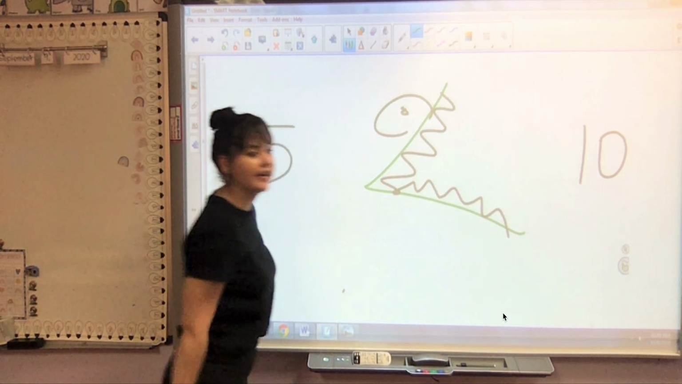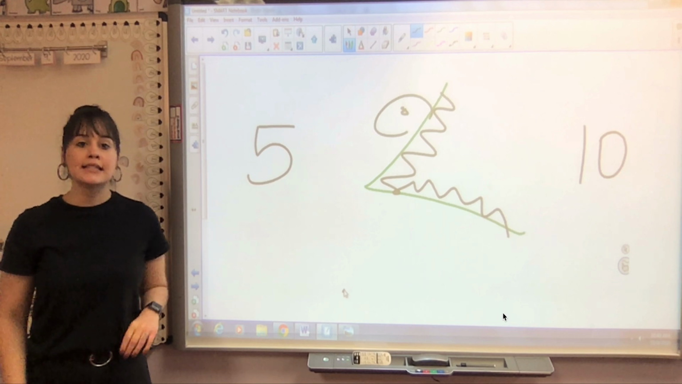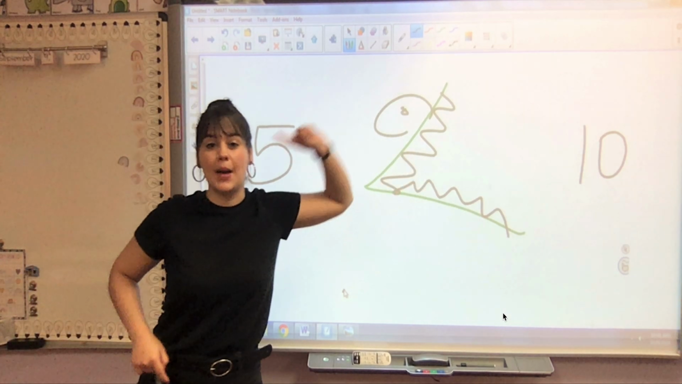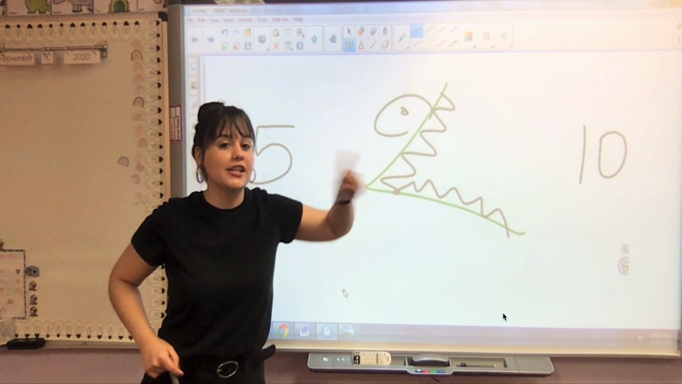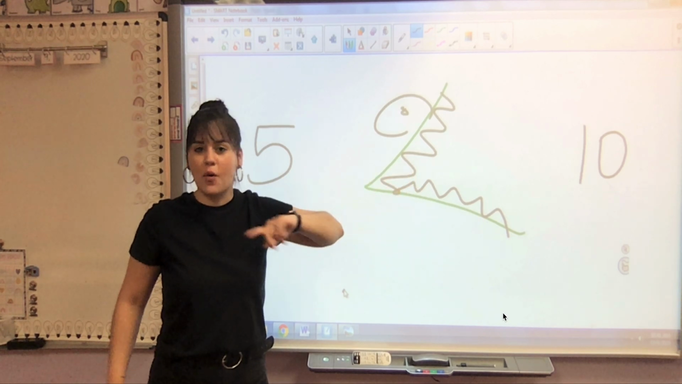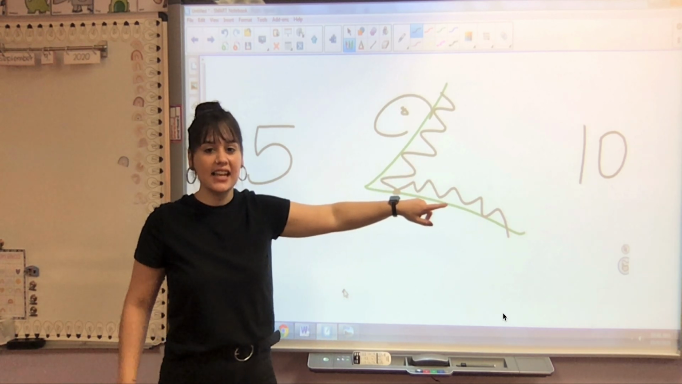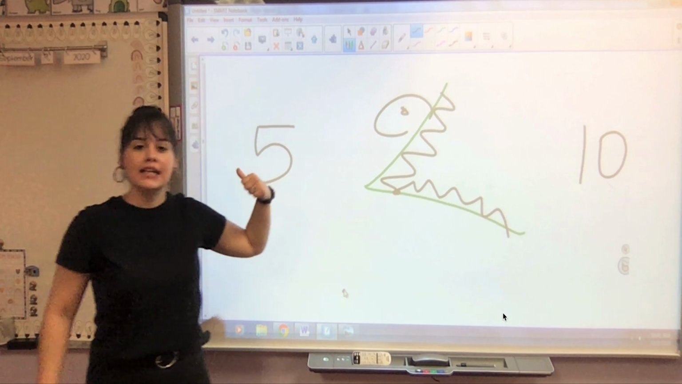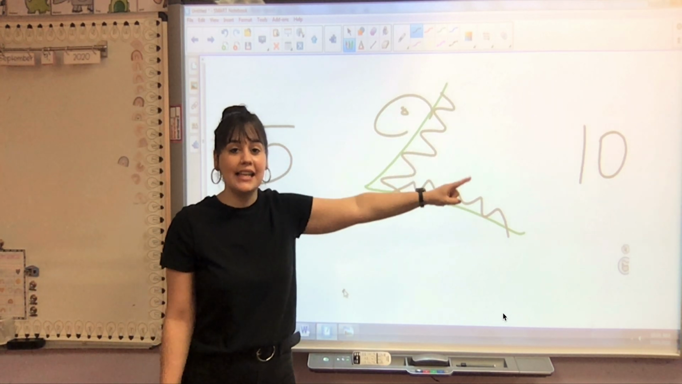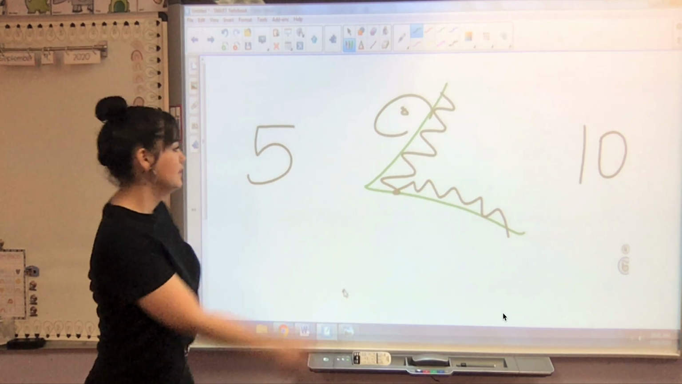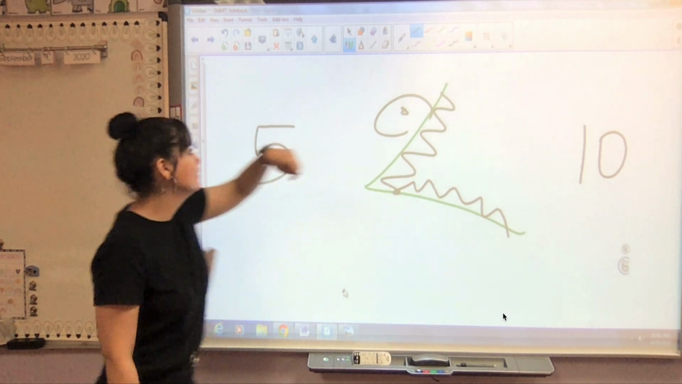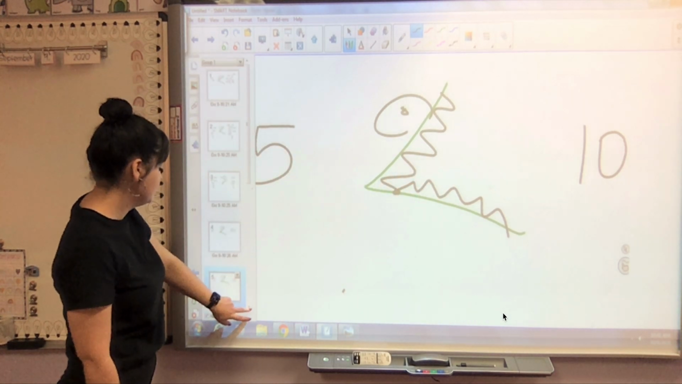Look at his teeth there. He always wants to eat the greatest number, which is the 10, because the 10 has the most amount of fish or pizza or broccoli or cakes or pies, whatever it is that he's eating, he wants 10 of them. He doesn't just want 5, he wants 10. So he's always going to eat the bigger one. So 5 is less than 10. Let's keep going.